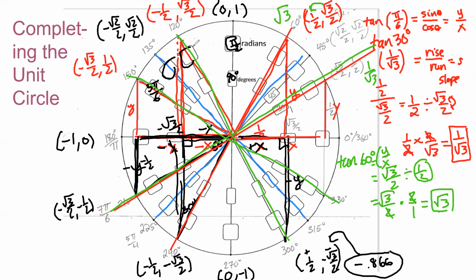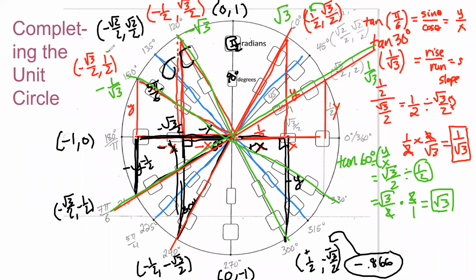This one should be the same slope as that, but negative, because it's a negative line. It's the reflection of that line. This one is going to be the same slope as this, but in the opposite direction. So this one should be negative 1 over root 3.